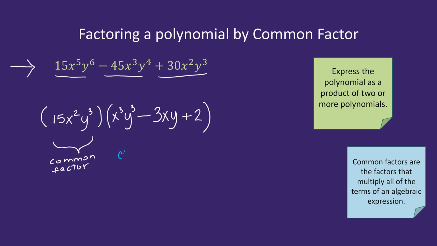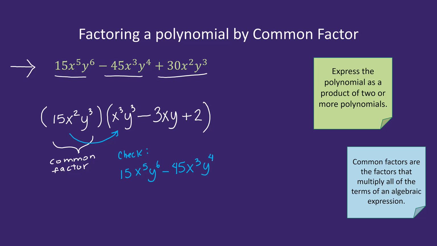To check, what we do is we are going to solve the multiplication. First, we multiply our common factor times the first term in our second product. 15 times 1 is 15. X squared times x third power, x fifth power. Y third power times y third power is y sixth power. Now positive times negative, negative. 15 times 3 is 45. X squared times x is x third power. Y third power times y is y fourth power.